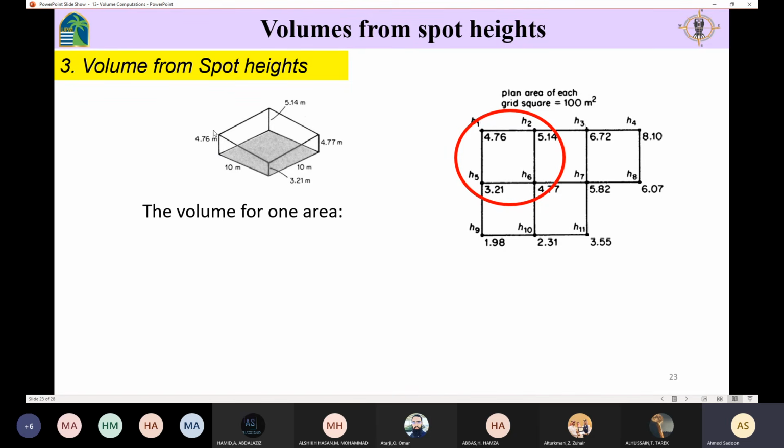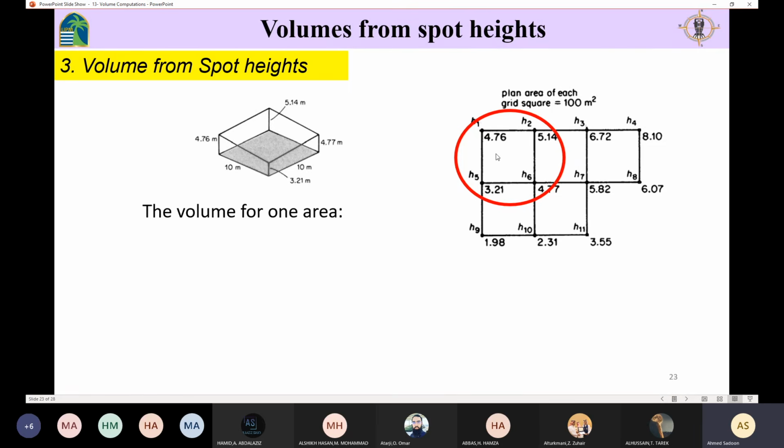We call this depth cut. So this value represents the depth cut at each and every point. In this here, these numbers represent the depth cut, not the reduced level. Okay, so here these numbers represent the depth cut. And in order to determine the depth cut, I need to know the existing reduced level and also the formation level. The difference between them is going to give me the depth cut.